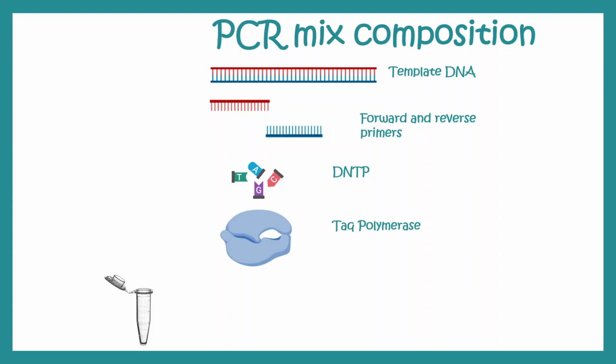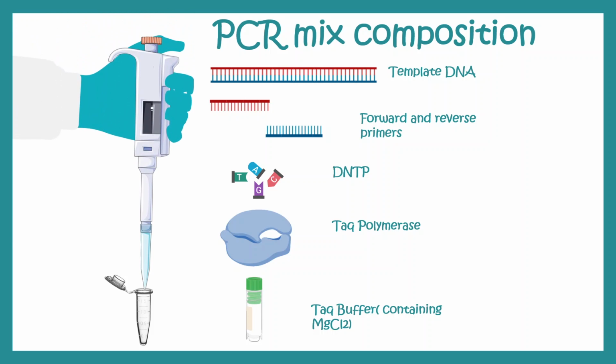You add Taq polymerase, which is isolated from a particular extremophile known as Thermus aquaticus. This is a bacteria-derived polymerase which can withstand a very high temperature. Lastly, you add Taq buffer, which is an optimal buffer for this Taq polymerase to work. Generally, it contains magnesium chloride, and magnesium ions are super important for polymerase function. All of these components come as liquids, and you add microliters of these liquids inside this particular tube, and thus you create this reaction mixture.